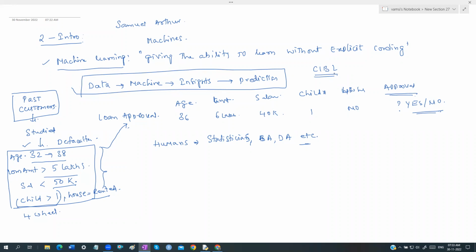like churn detection, like identifying which customers are going to be moving away from the services. Like, as you know, mobile portability in India.